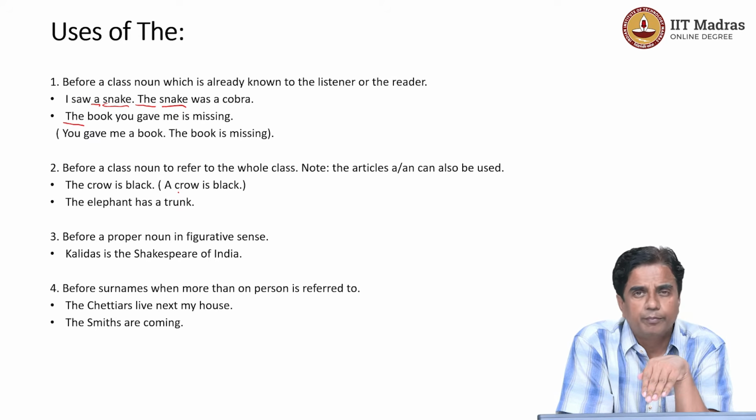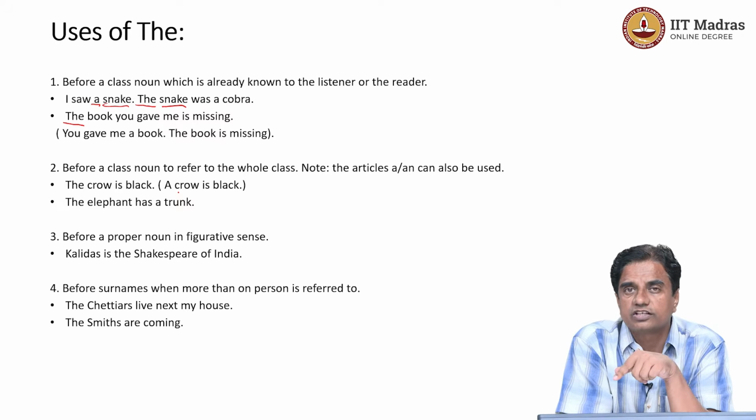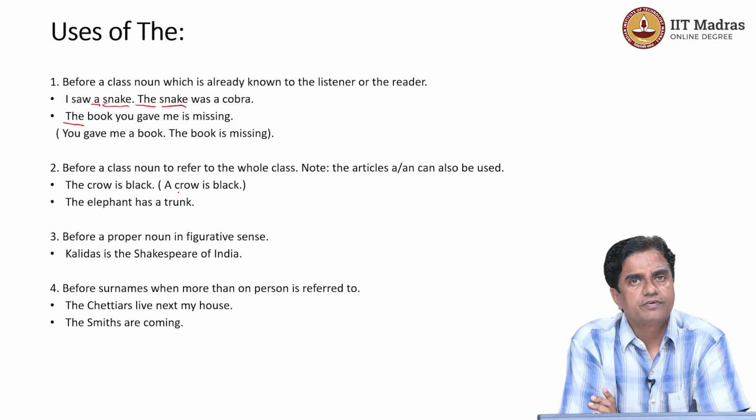And we can have multiple examples of these things. We can say Chennai is the Washington of India. So we won't use the Washington otherwise, but we are using it in this context because it's a figurative sense, it's a metaphor. We can use a definite article in front of a last name, that is surname.